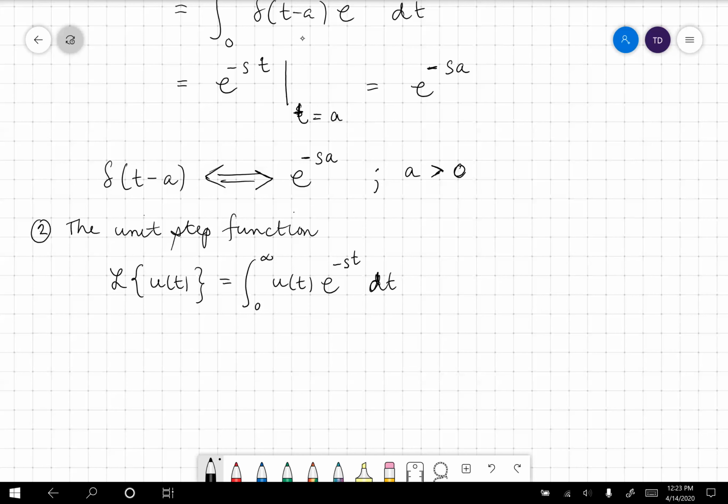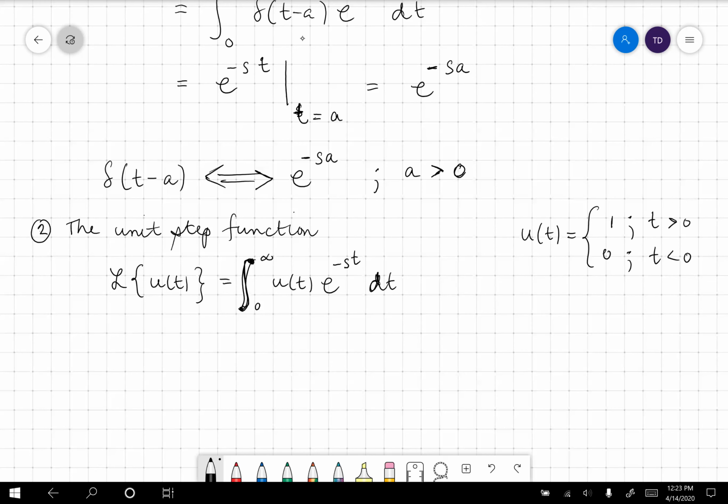If you've never integrated with a step function in the integral, those who are really good at calculus go, oh no, I've never seen a u of t in an integral, I don't know what to do. Always remember the following. U of t is 1 for t greater than 0, and 0 for t less than 0.